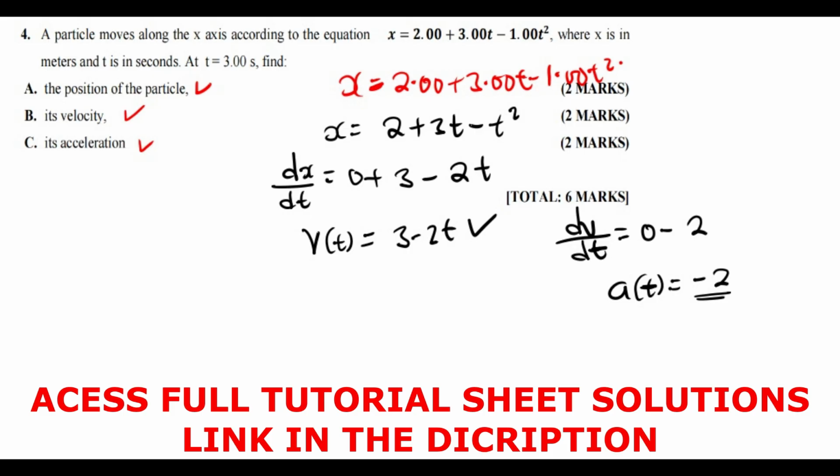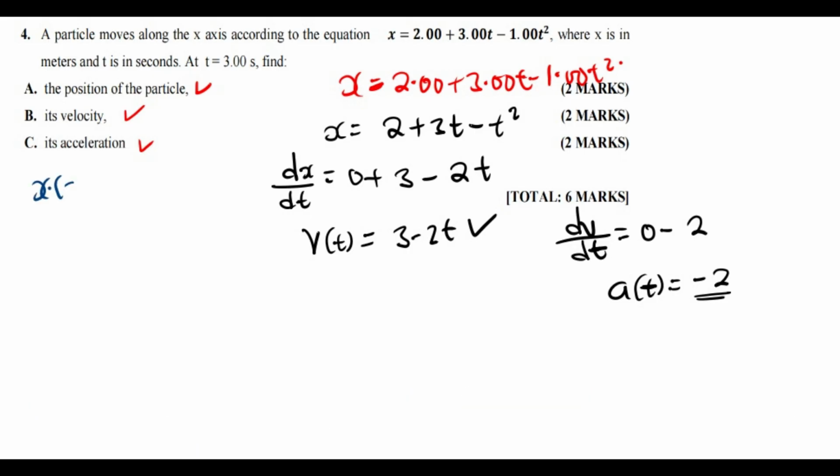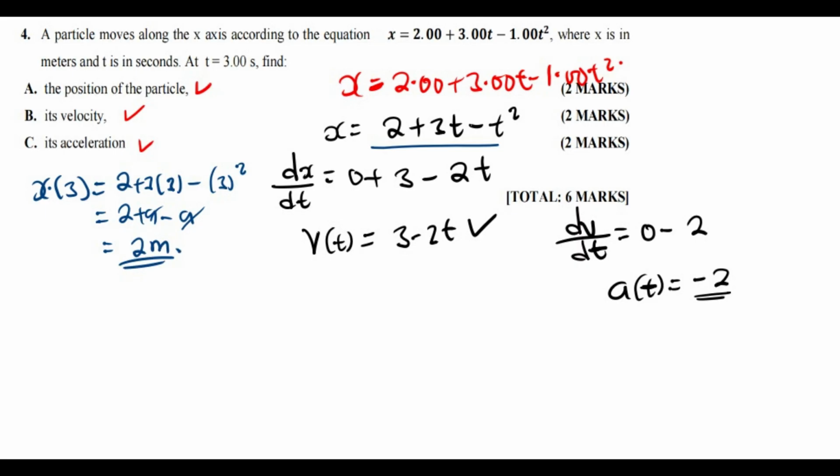Okay, so the first one is when t is equal to 3. I'm going to use the one for the position, so it's 2 plus 3, now t is 3, then minus t is again 3, but we square it. I'll end up having 2 plus 9 minus 9. This and that will give me 0, and I'll end up having 2 meters. Does that make sense?